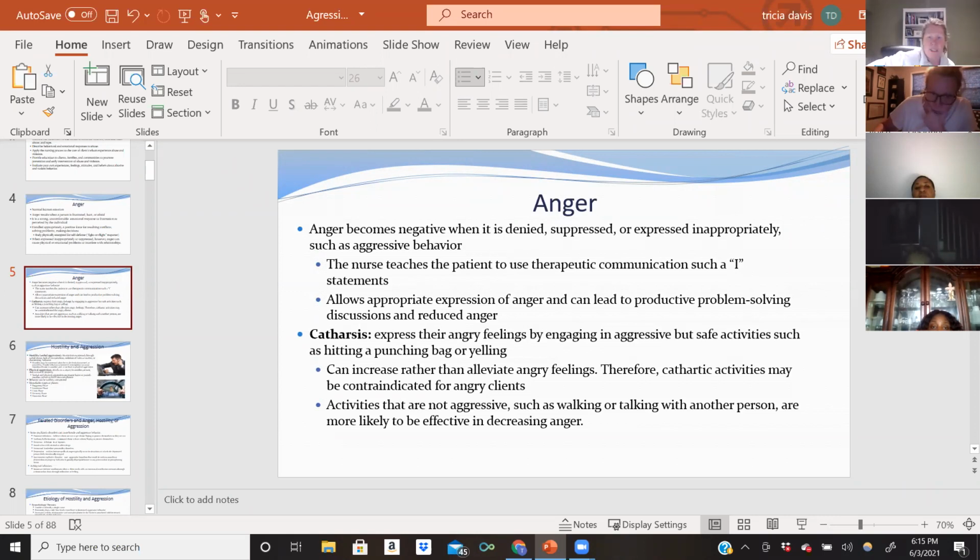Catharsis is when people express their angry feelings by engaging in aggressive but safe activities, such as hitting a punching bag or yelling. Engaging in these activities can sometimes increase rather than alleviate angry feelings. So some of these activities may be contraindicated for certain patients that suffer with anger issues. Activities that are not aggressive, such as taking a walk or sitting down and talking with another person, are definitely more likely to be effective when we think about decreasing anger in a certain situation.